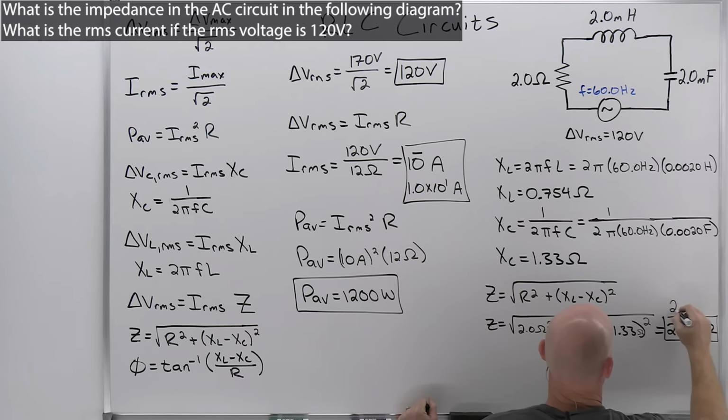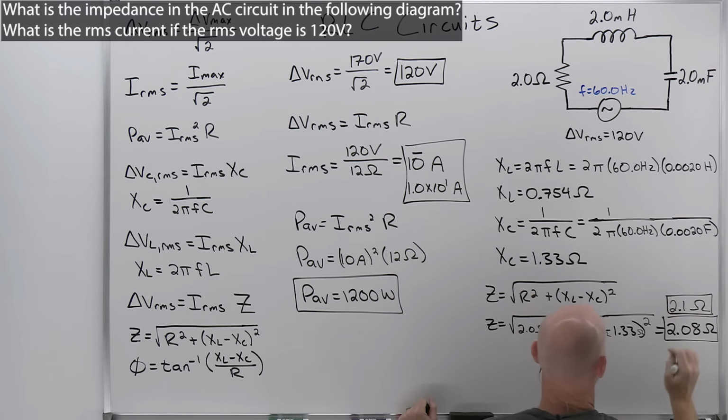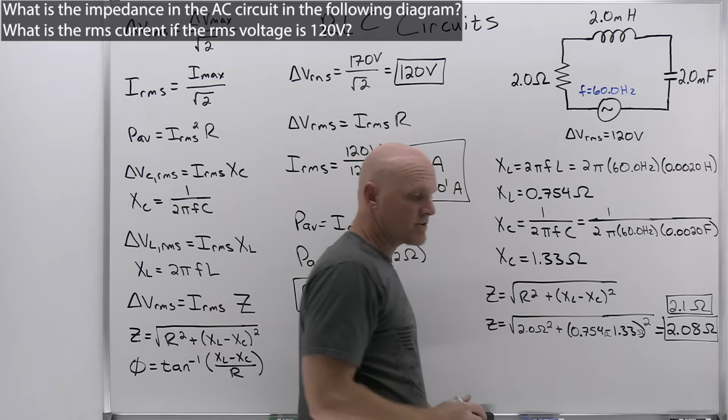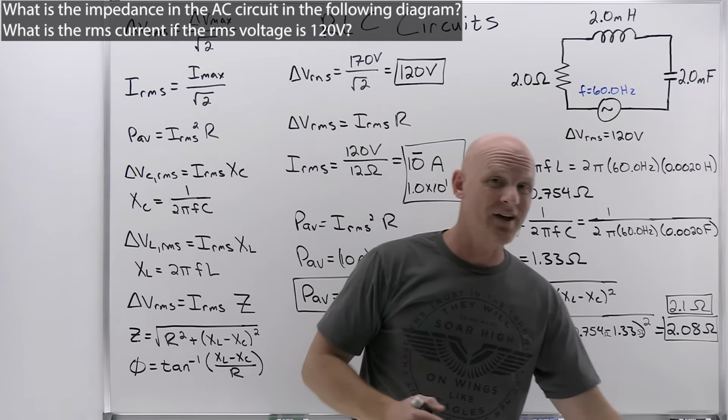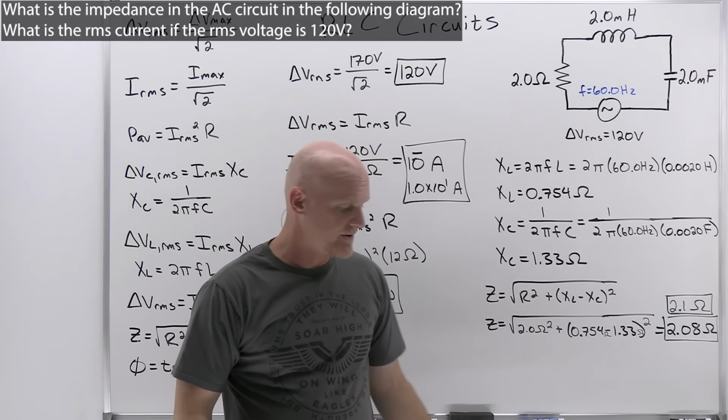And technically, I should be rounding this to 2 sig figs. So technically, the right answer is 2.1 ohms. When I go to use this in the next part of the calculation, I'll use that 2.08. I like to carry 1 extra sig fig until I get some final answer that's being asked.